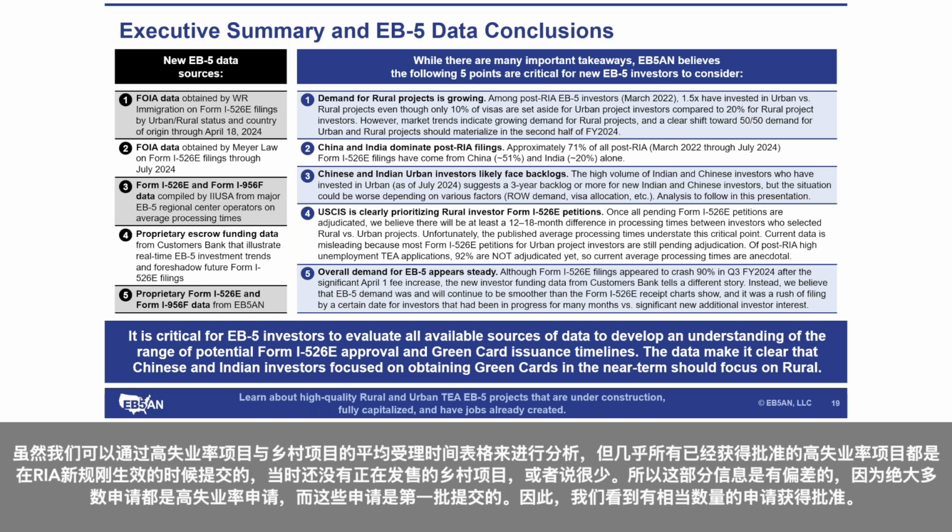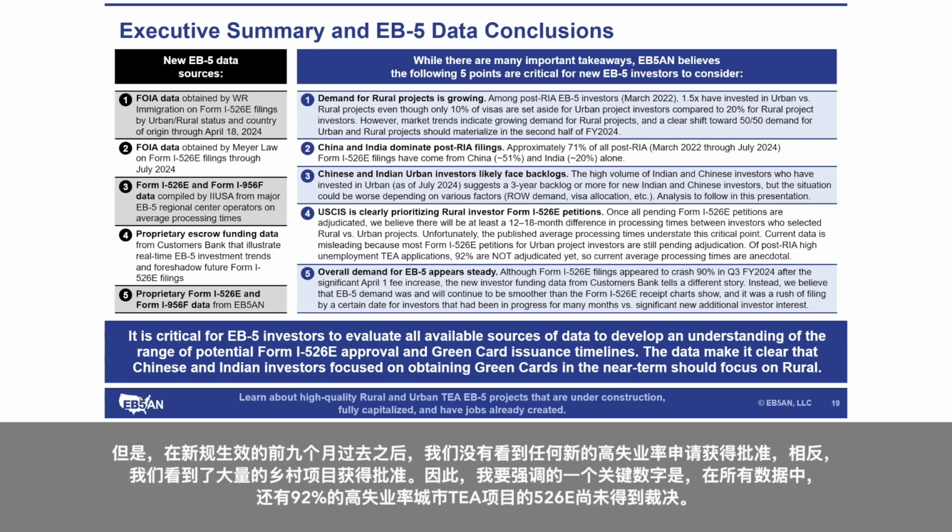And although we can look at some charts in terms of the average processing time for high unemployment deals versus rural deals, nearly all of those high unemployment approvals came from the very start of the post-RIA period when there were not rural deals available or very few. So it's a bit skewed because the vast majority of all petitions were in high unemployment, and those were the first in. So we are seeing a good number of those approved. But since after the first, let's say 9 months of that program, we're not seeing any high unemployment approvals, and we're seeing tons of rural approvals.